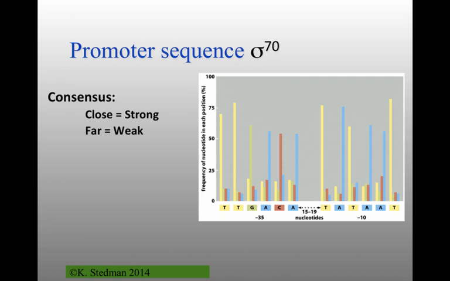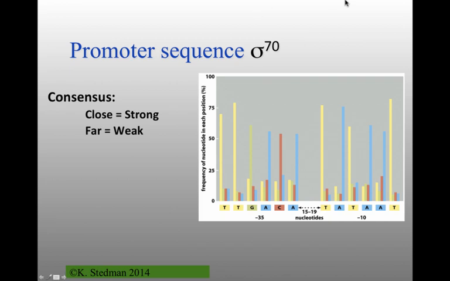Well, what is that appropriate sequence? In the case of the sigma 70 subunit, now sigma 70 is the most common of the sigma factors used in E. coli. It's also called the housekeeping sigma factor. It's what is involved in most of the genes in terms of transcription in E. coli. How do we know what sigma 70 binds to?